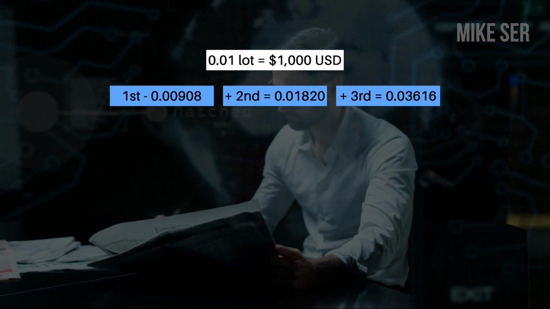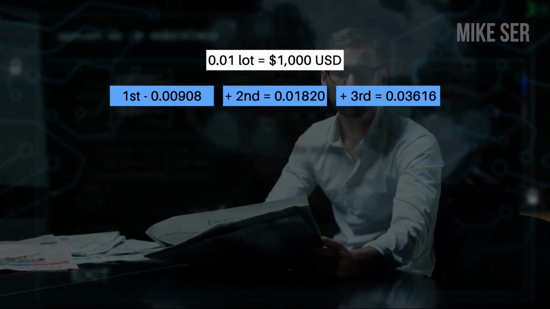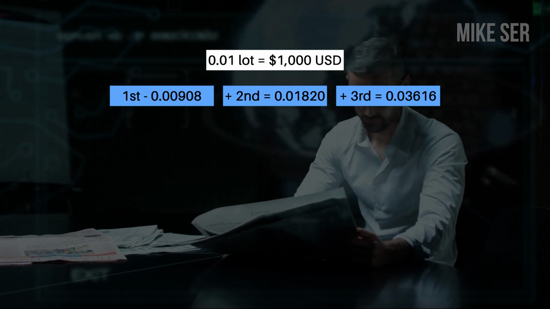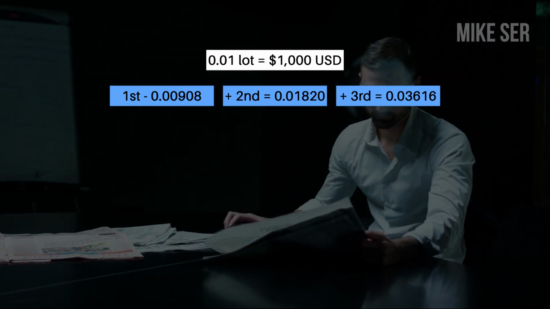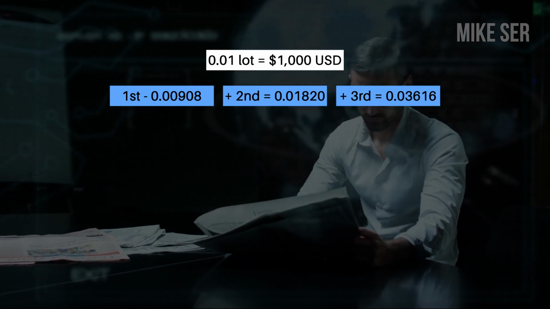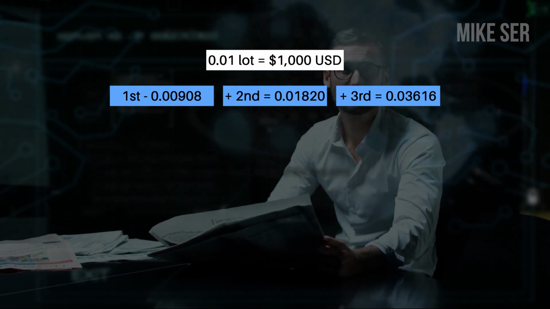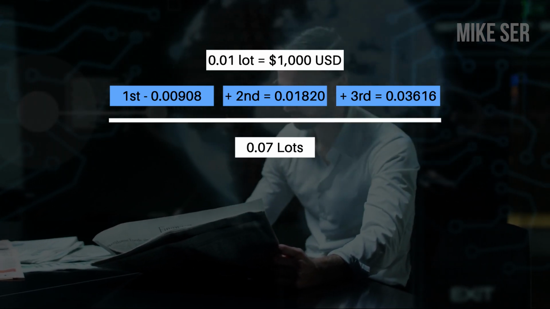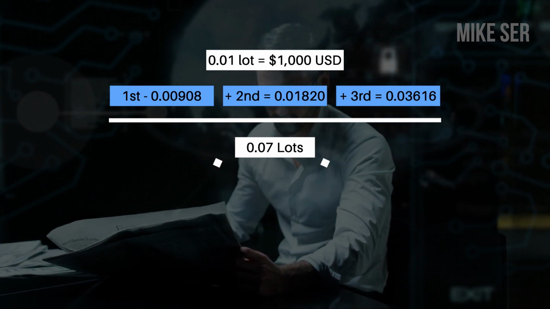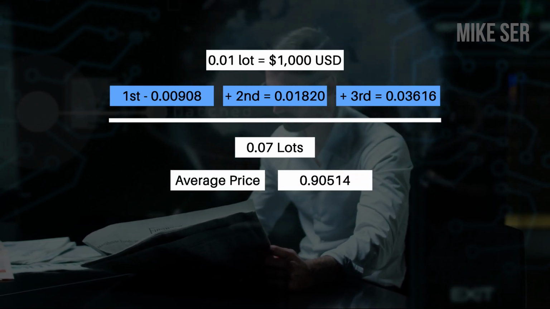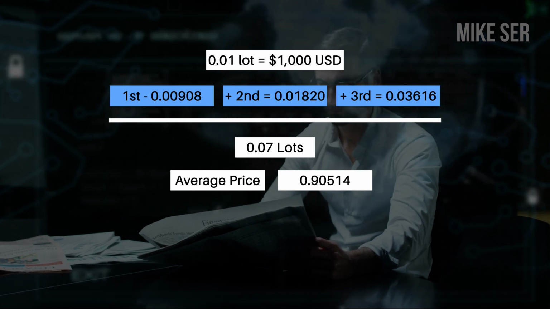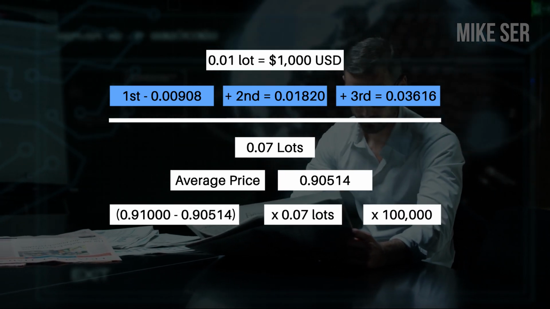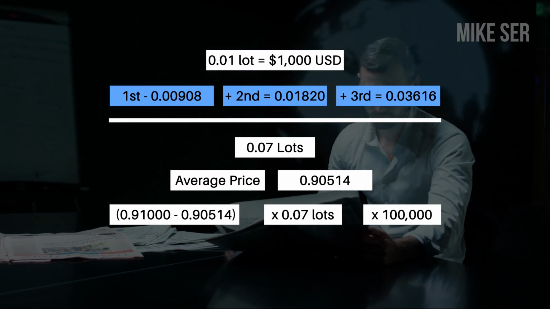So the first position averaged at 0.00908, and then you can see the second position and then third position. So essentially what I did is average the total cost of the 3 positions divided by the number of lots, in this case 0.07. It gives you an average price of 0.90514. So we exit the position at 0.9100.